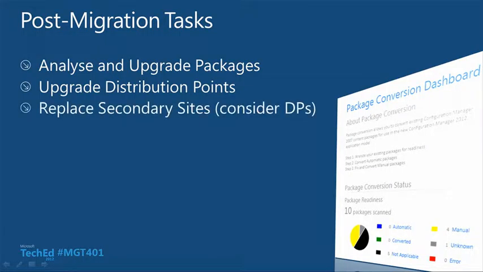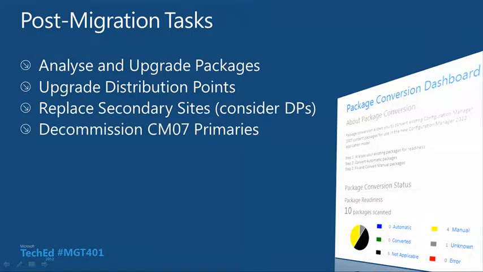Replace the secondary sites. Consider just running DPs instead of secondary sites. A lot of customers run secondary sites because they want that server functionality, like they want to have multicast, they want PXE, AppV, and so on. The distribution point role in Config Manager 2012 does all that. So what we are seeing is a lot of cases where a DP in Config Manager 2012 will happily replace a secondary site in Config Manager 2007. So take a look at that. It doesn't need to be one for one. And then finally, decommission the 2007 primary, which is simply a case of turning it off.